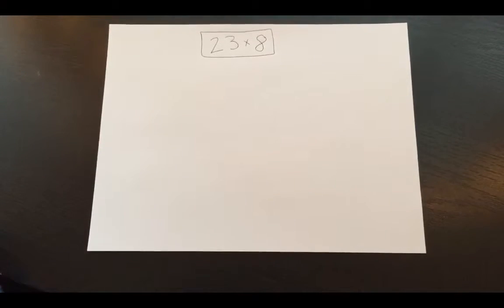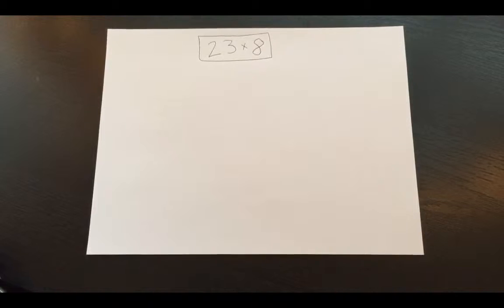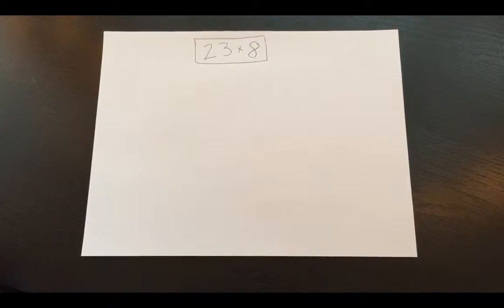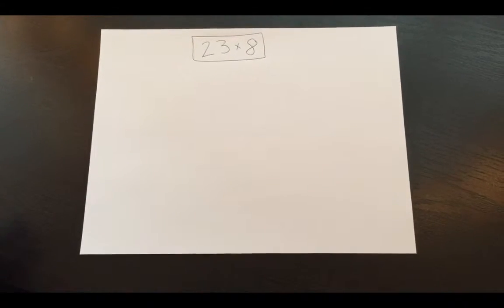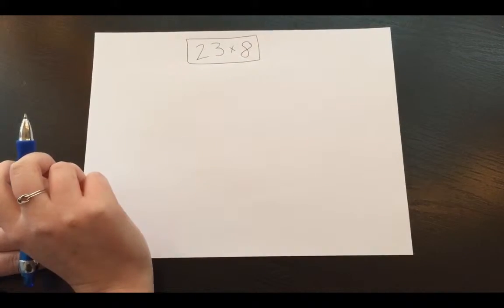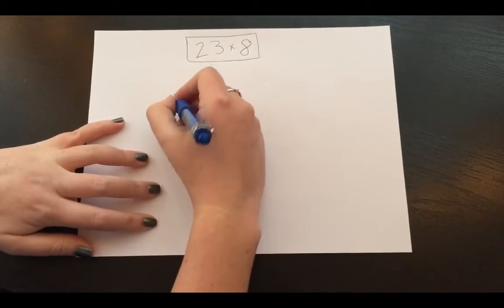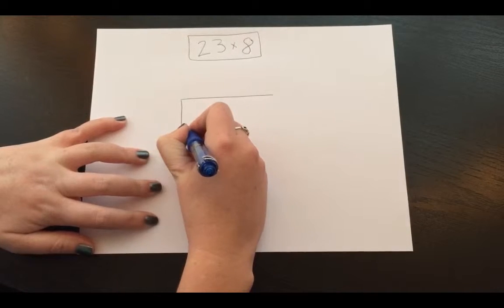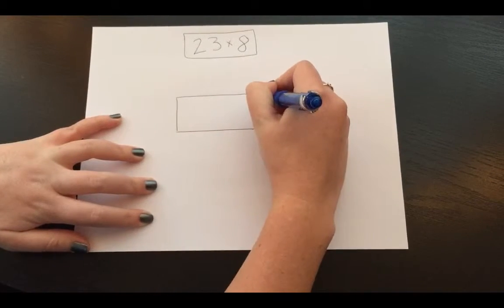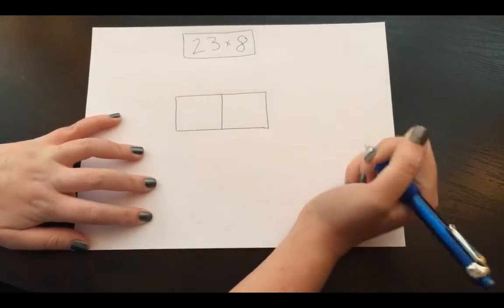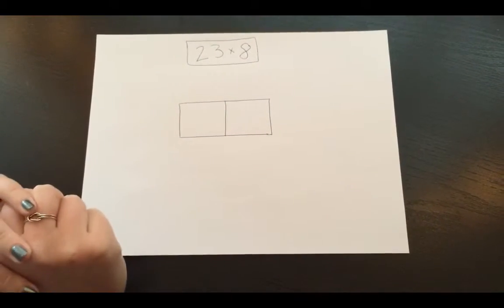So the first practice problem we're going to do with the lattice method is 23 times 8. When we're working with our lattice method, we need to start by constructing our lattice or a grid. And the grid that we construct is based on how many digits are in our problem. For 23 times 8, we have a 2 by 1 digit problem, so we need to create a 2 by 1 grid. You may want to encourage your students to draw one square at a time, but I'm a fan of just doing it all at once for efficiency's sake. Feel free to pause the video at this point to catch up.